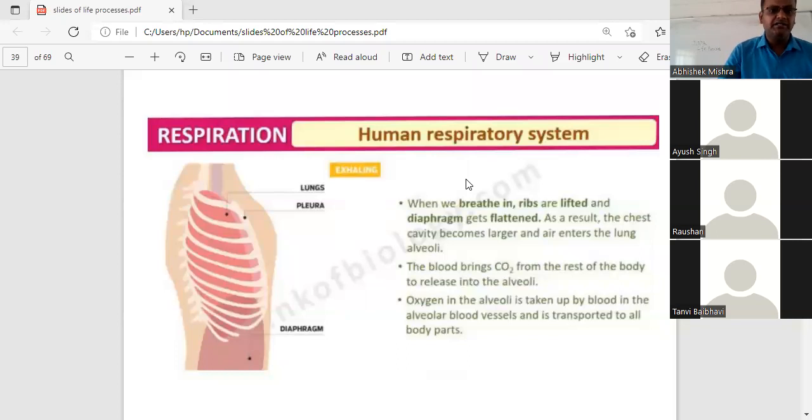Yes, students, in the beginning of the class I told you that the food material which we take in is oxidized at the cellular level, and when it is oxidized, energy is produced. But taking in air and giving out CO2 is not called respiration. That is called breathing. So we can say breathing is a part of respiration. Only taking in air and giving out CO2 comes under breathing.